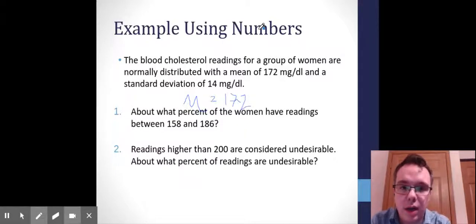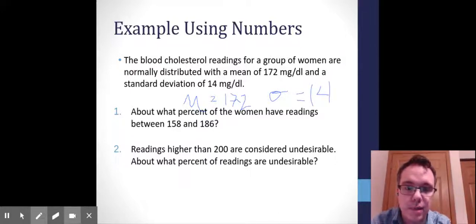And our standard deviation is going to be 14. So that's what that's telling us. We want to find the percentage that are between 158 and 186, and readings higher than 200. Now, those numbers don't seem to make much sense now, but they will once we get to the next slide and actually work things out.